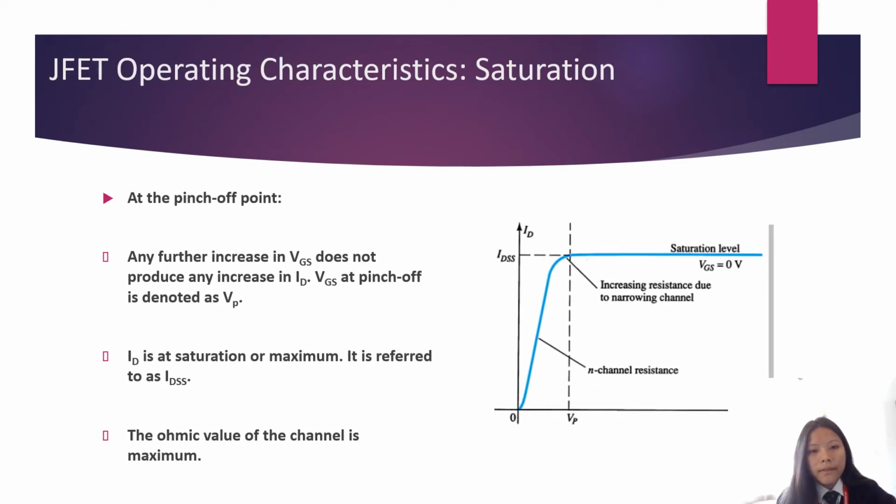Now let's see JFET operating characteristics, saturation. At the pinch-off point, any further increase in VDS does not produce any increase in ID. VGS at pinch-off is denoted by VP. ID is at saturation or maximum. It is referred to as IDSS. The ohmic value of the channel is maximum.